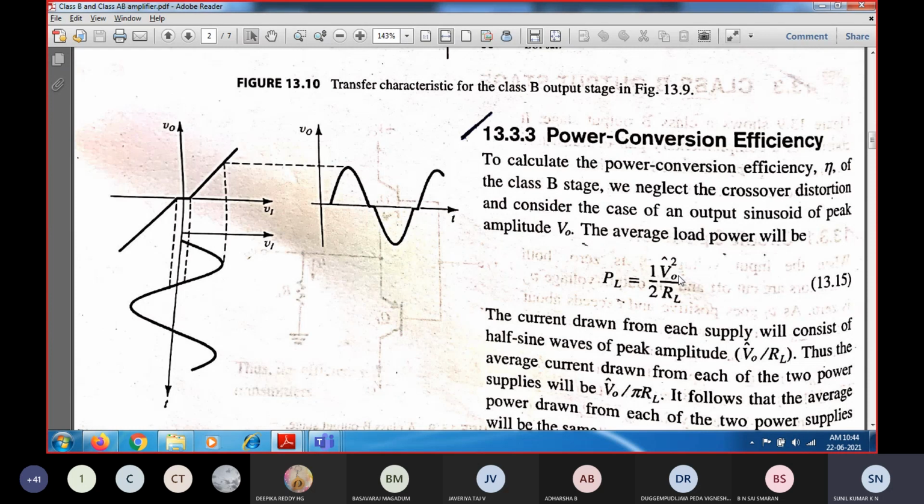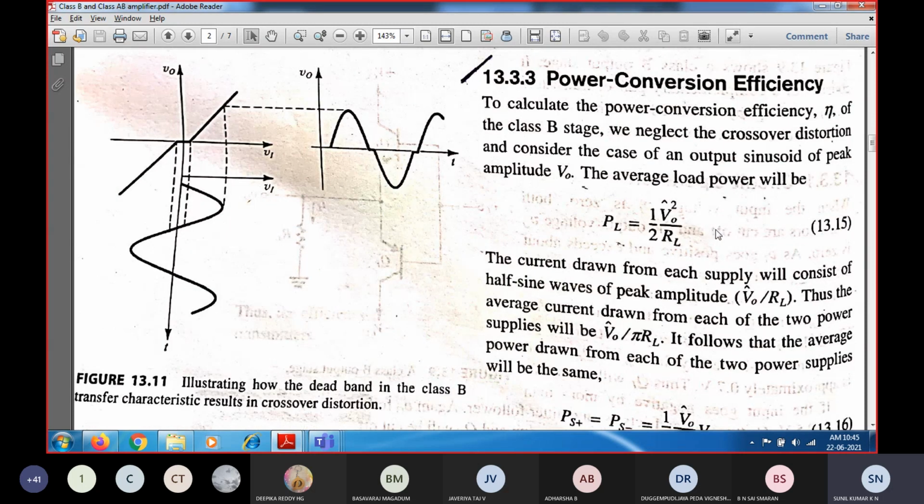Here V0 is the maximum peak voltage. So it is V squared by R, that is V0 squared divided by 2 times RL. This gives the AC power delivered to the load. So that is about the AC power.